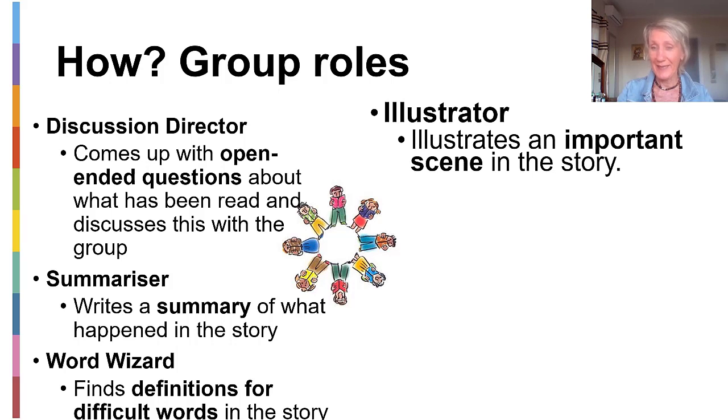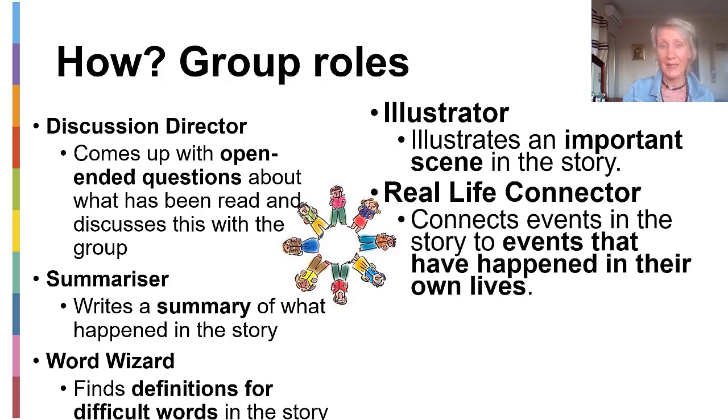Then we have the illustrator, a person who's arty, perhaps. Remember our differentiated education. This person will illustrate an important scene from the story. Now, remember, you don't actually have to draw it. You could get an image, a picture, or use drawing tools, or something to represent what you think that important event was. The real-life connector, interestingly, will connect events in the story to something that's happened in their lives. Okay, so it might have been a ship going down, or an aeroplane crash, or someone experiencing a trauma, and they will link these to events that they've experienced.